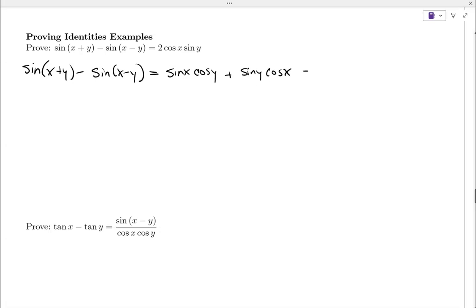Good. We can do the exact same thing for sine of x minus y. What's the only thing that changes? The sign in the middle. Good. Now notice in this case I did put in parentheses. I need to make sure that the minus sign applies to the whole thing that we're using the identity for, right?